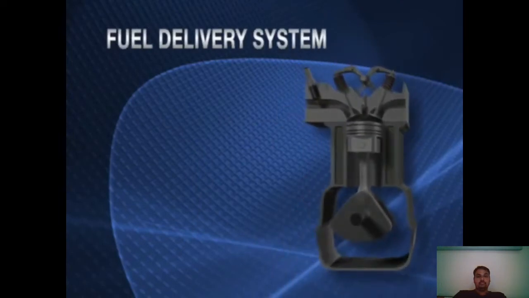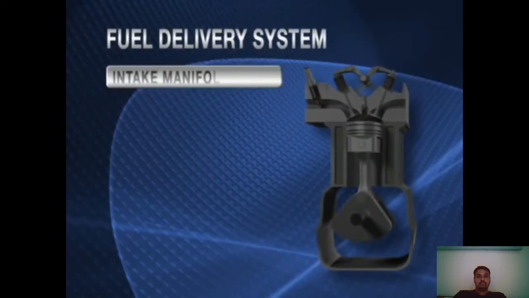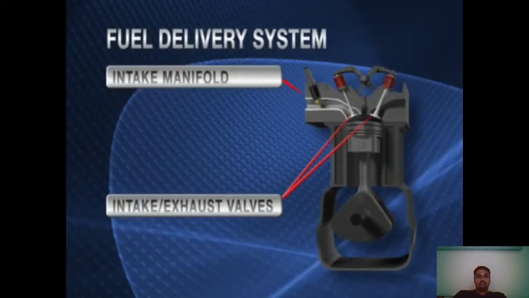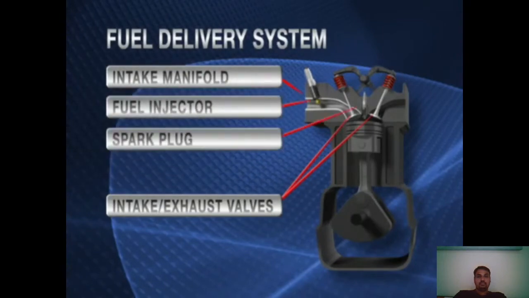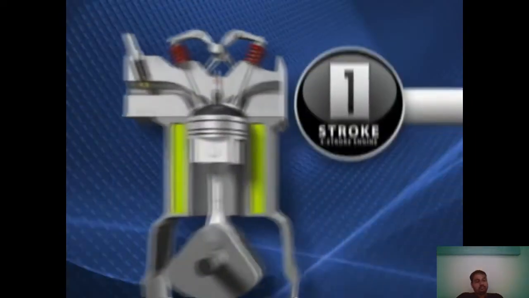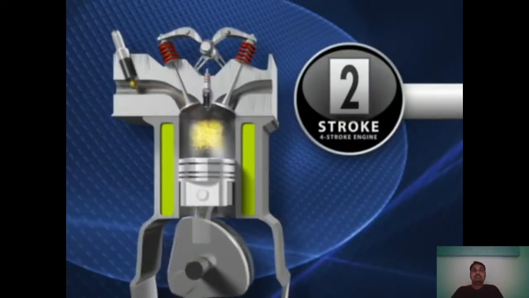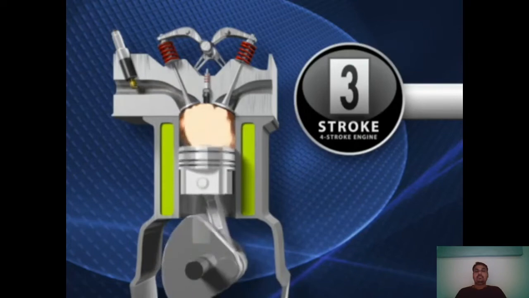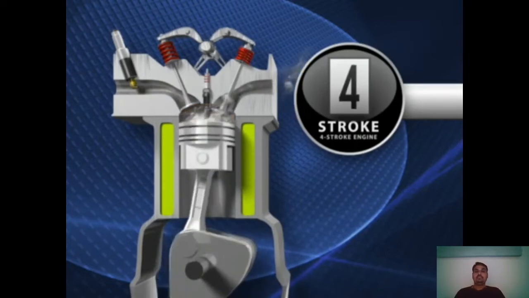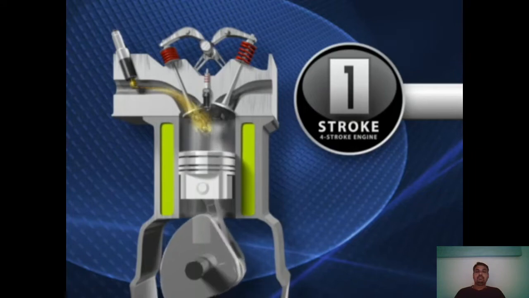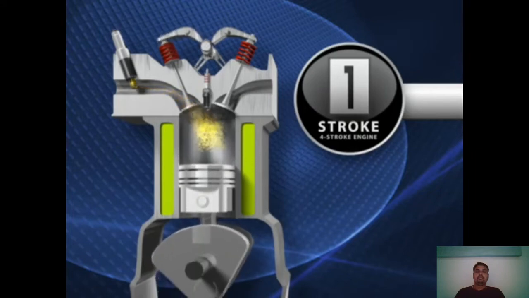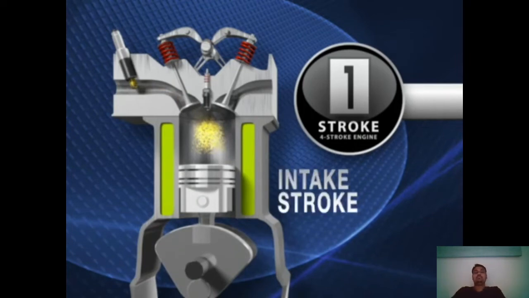The fuel delivery system consists of an air intake manifold, valves, intake and exhaust, a fuel injector, and a spark plug. A 4-stroke engine is called a 4-stroke because 4 up and down motions are needed to complete the cycle. In the first stroke, the piston travels downward as the intake valve opens and a mixture of air from the atmosphere and a metered amount of gas from the electronic fuel injector enter the cylinder. This is called the intake stroke.